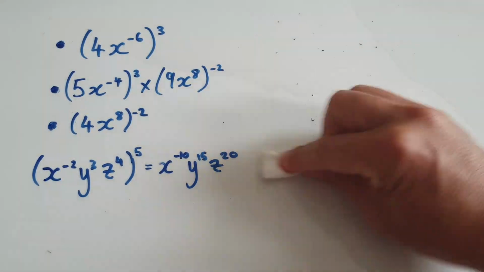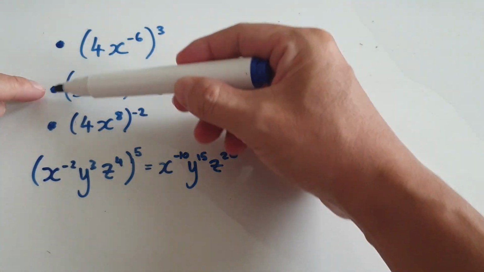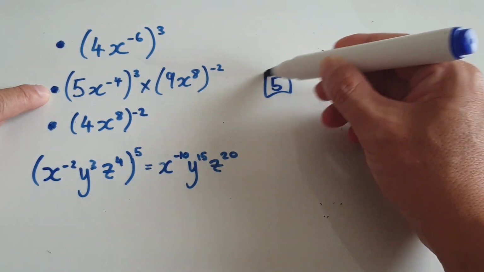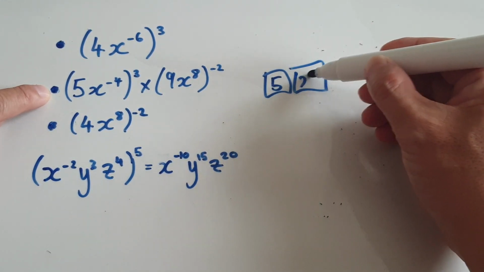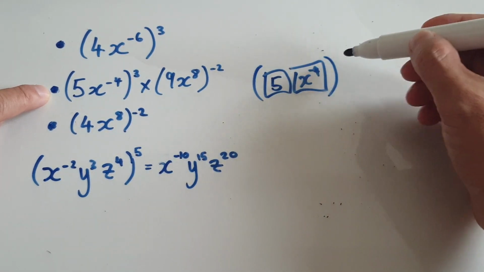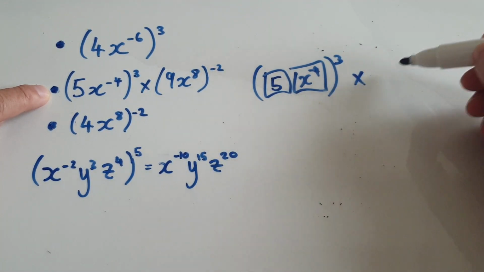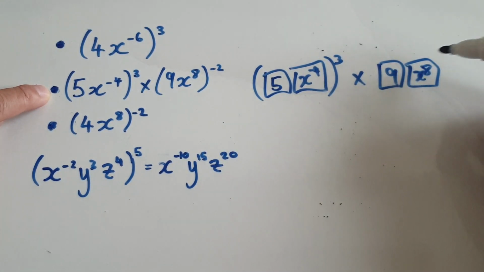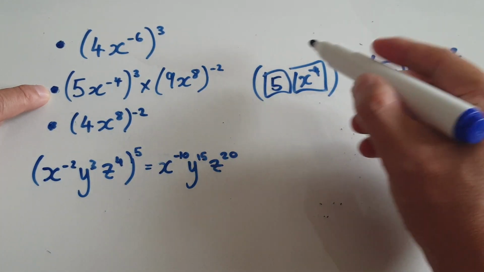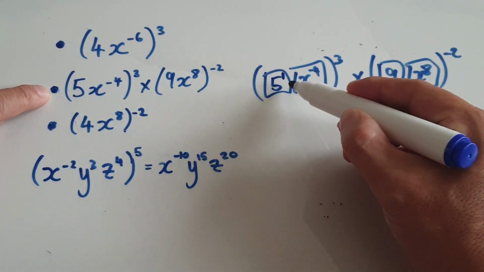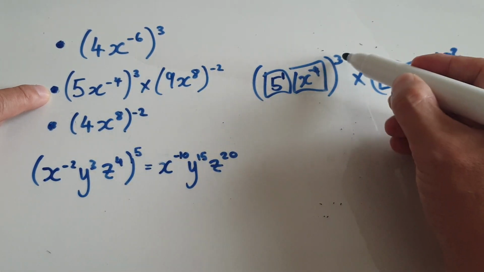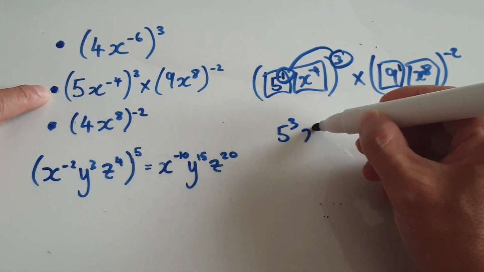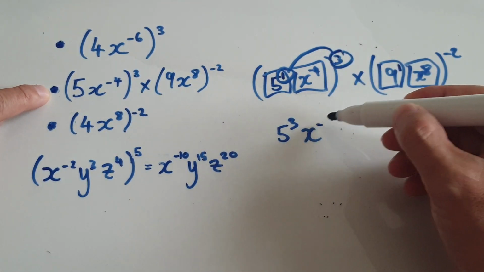Now let's simplify the second one. Think of this as being one block. So that's like a block of 5, x to the power of negative 4, all to the power of 3. And then you times a block of 9, x to the power of 8, all to the power of negative 2. So imagine this as being 1, because 5 to the power of 1 is 5. And then it would be this times the 1, so that would be 5 to the power of 3, x to the power of this times this would be negative 12.